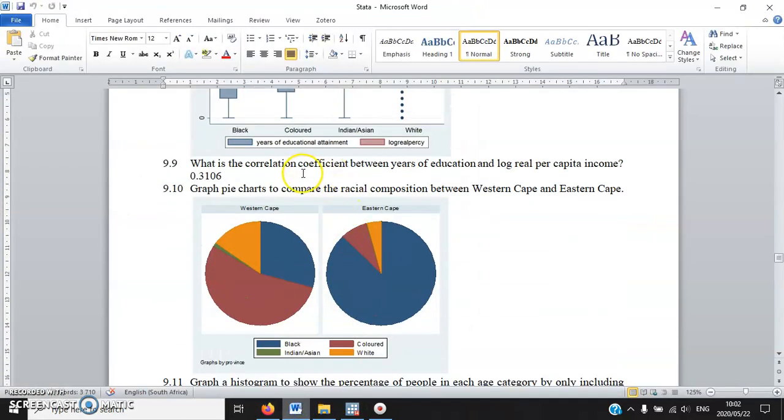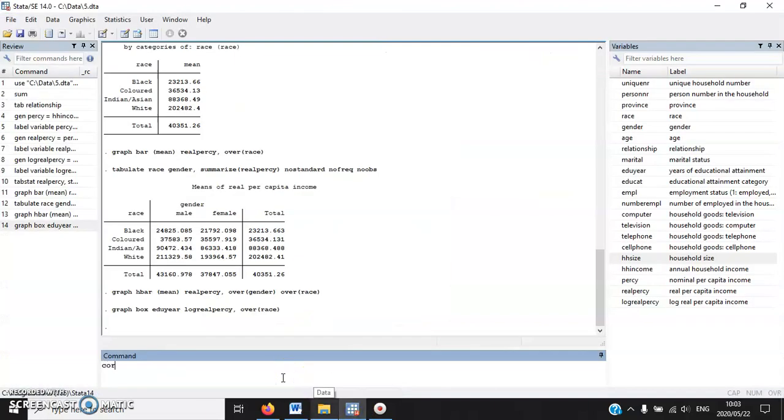Okay, next one. This one is the easiest one. Correlation coefficient between years of education and log real per capita income. Let's see if we would derive the same answer, 0.3106. So the keyword is correlate. Years of education. Is it a log one? Log, yes, log real per capita income.